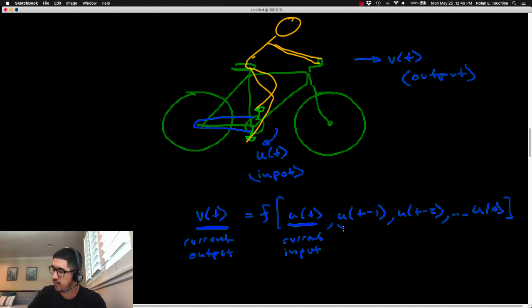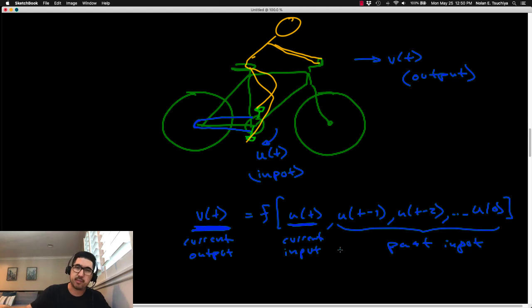Okay, so all of this stuff, these are past inputs. And we know for certain that your current velocity on a bicycle is dependent on all inputs, current or past. And that's what makes this particular system a dynamic system. Okay? This same concept can be applied to any system as sort of a test to see if it's a dynamic system or not. Okay?